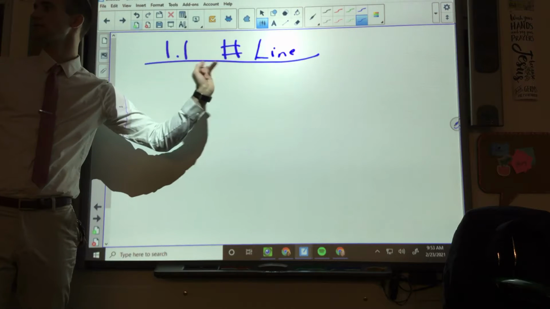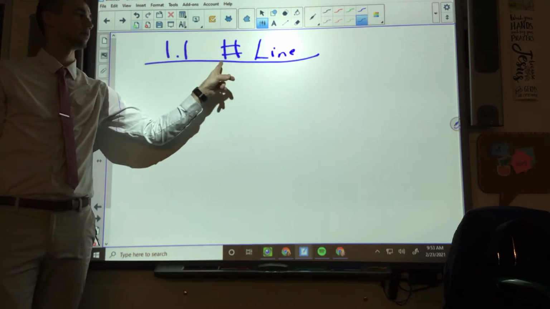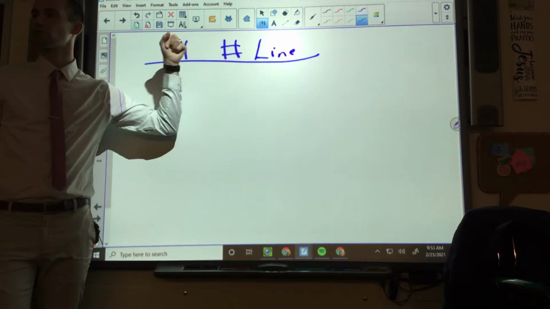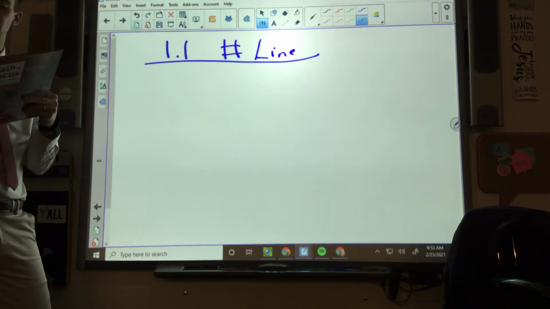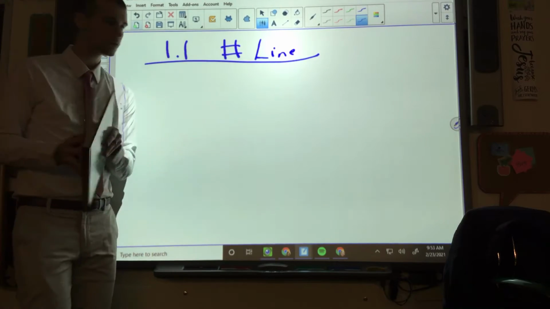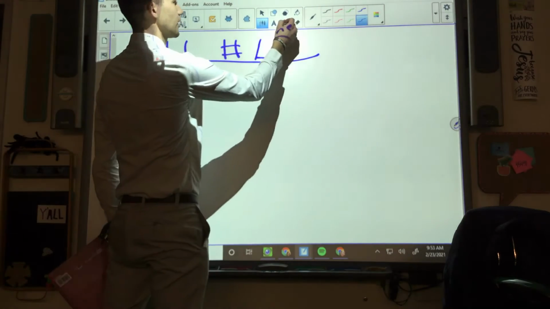Hashtag is literally the same thing as number. It's also called the pound sign. But oftentimes, I'm going to abbreviate the word number for this right here. Okay, so all of you should be on page number 5 here. So you guys are familiar with the number line, yes?